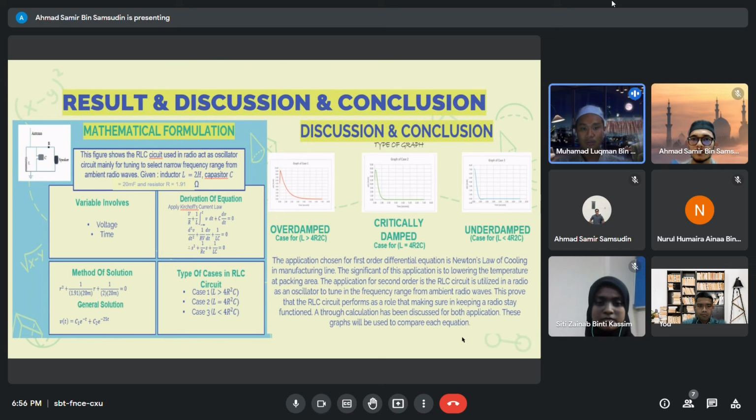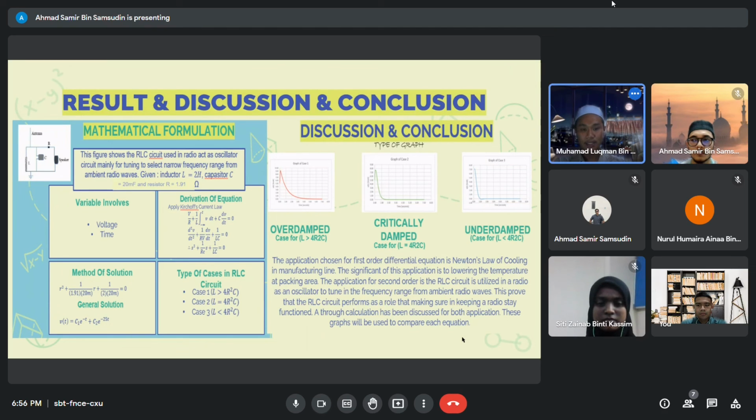For discussion and conclusion, we get three types of graph. The first one is overdamped, the case for L more than 4R²C. The second one is critically damped, the case for L equal to 4R²C. And the last one is underdamped, the case for L less than 4R²C.